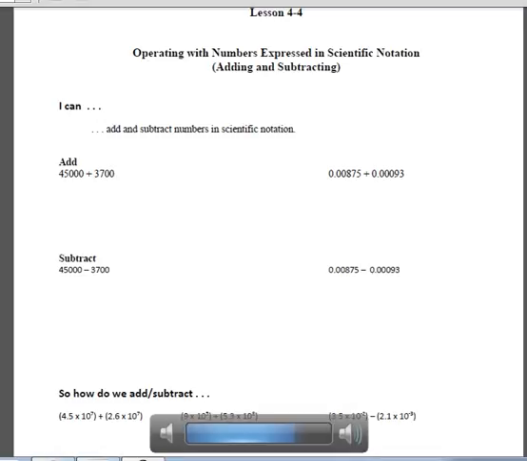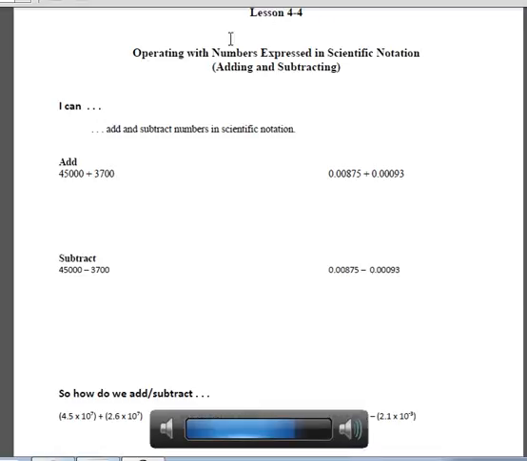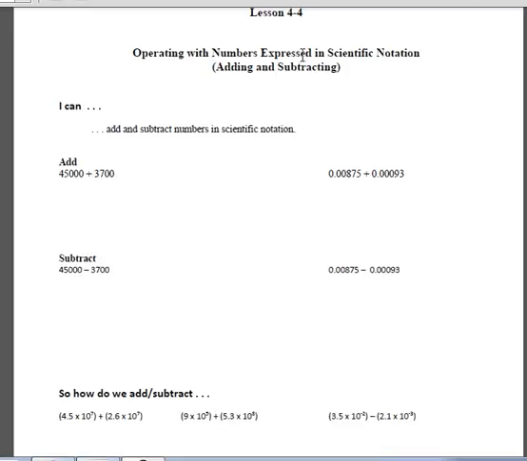Hello, welcome to the video notes for lesson 4-4, operating with numbers expressed in scientific notation. This time we are adding and subtracting. These notes begin on page 15 in your notes packet.